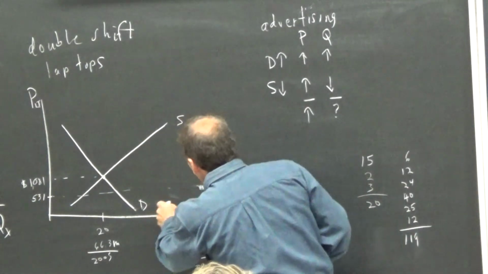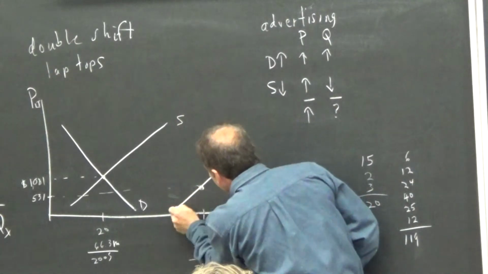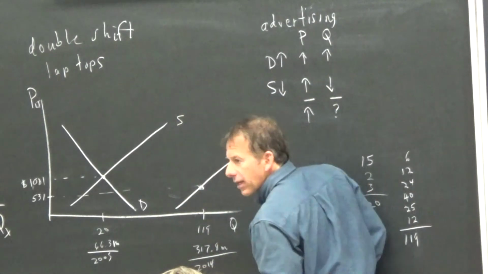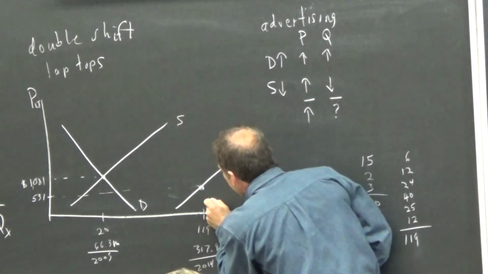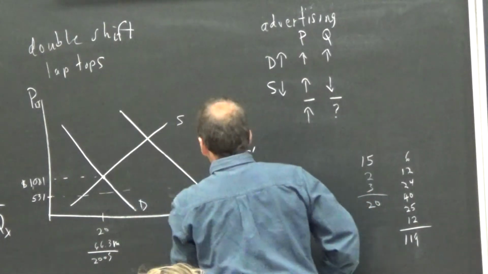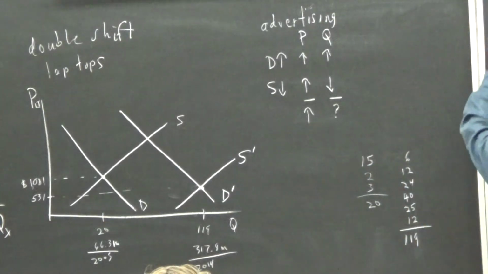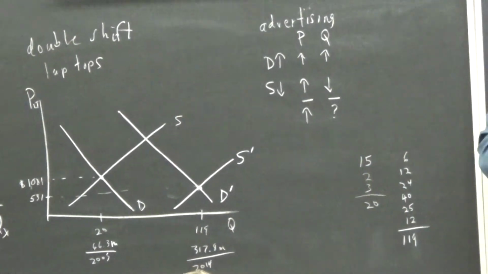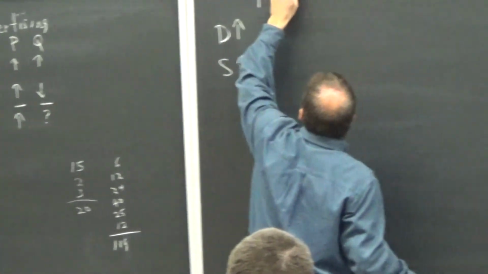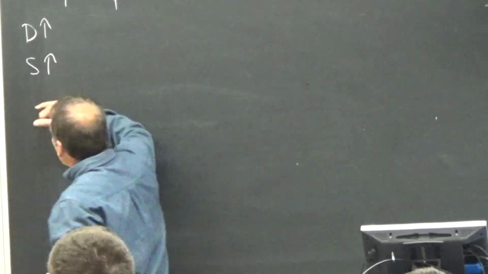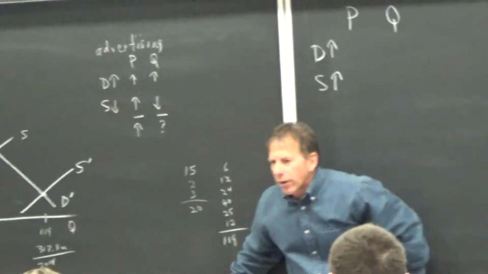And so what happened? Well, we had a shift of the supply curve all the way over to here, and then we had a shift of the demand curve all the way over here. So we had a double shift. In this case, the demand went up and the supply went up. And which one went up by more?